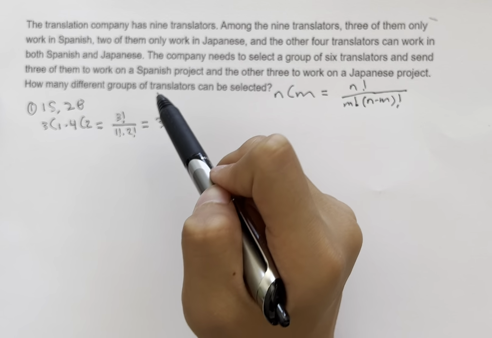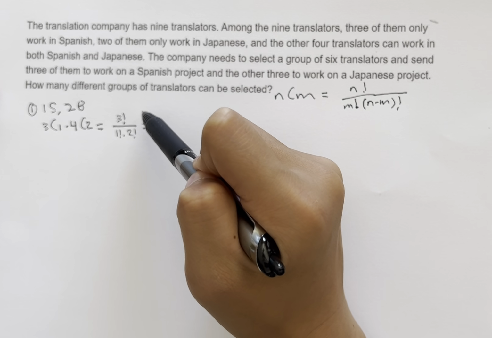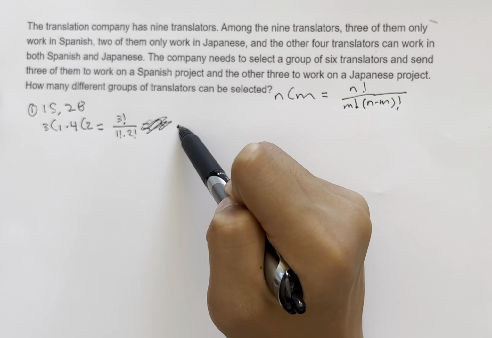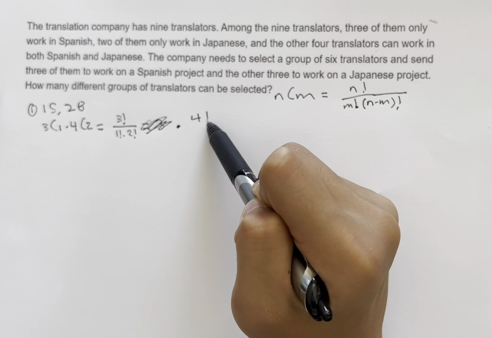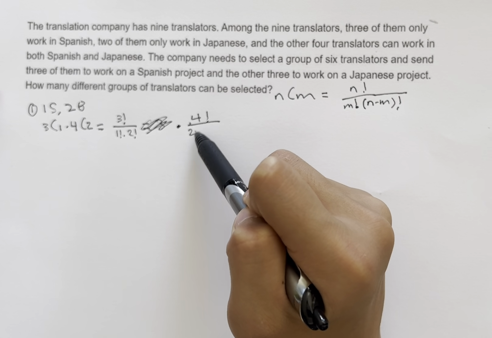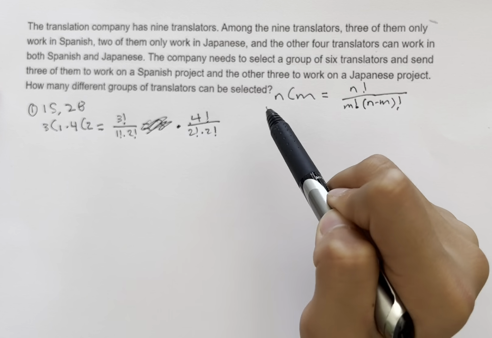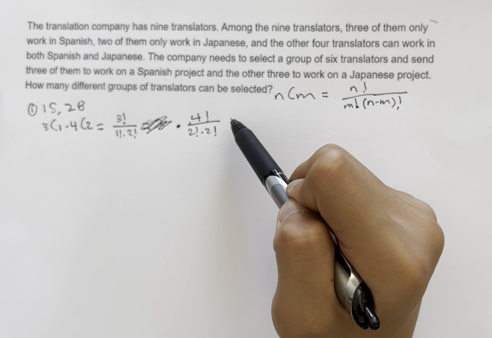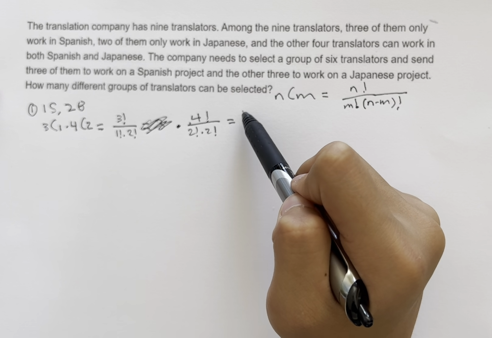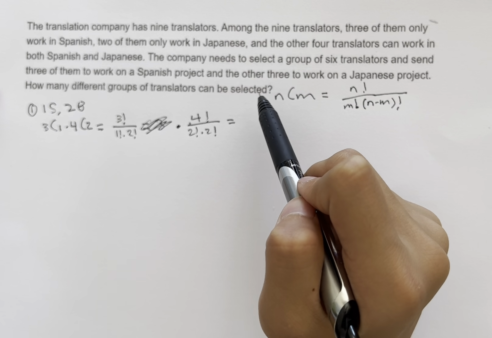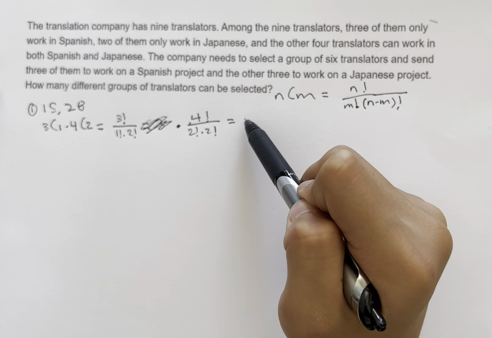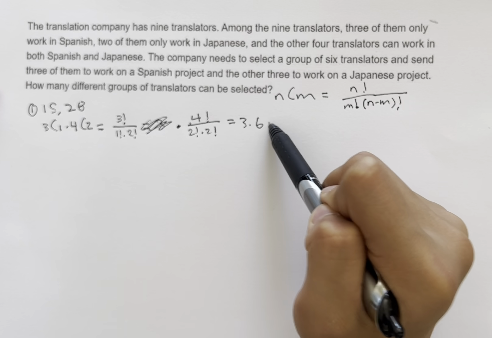Oh yeah, we have times 4C2 also. So I'm gonna call this part out. Times 4 factorial over 2 factorial times 2 factorial, since 4 minus 2 equals 2. This will equal 24 over 4, which equals 6. So 3 times 6 equals 18.